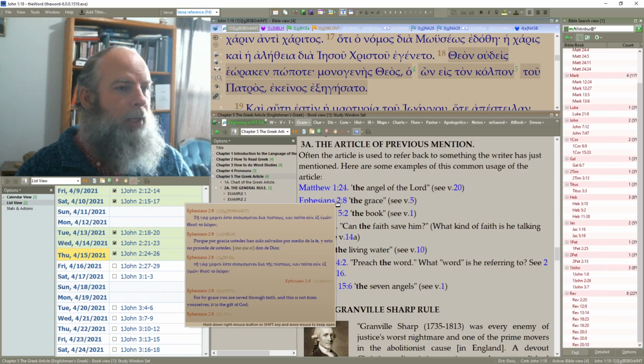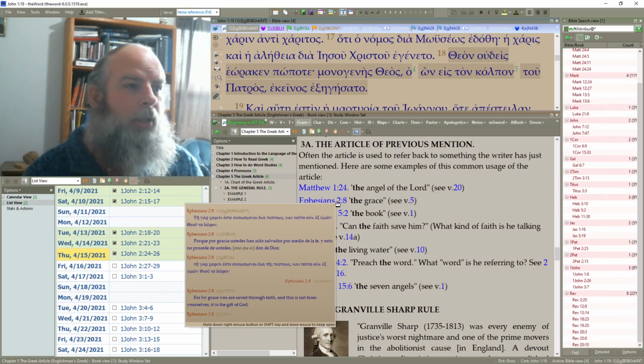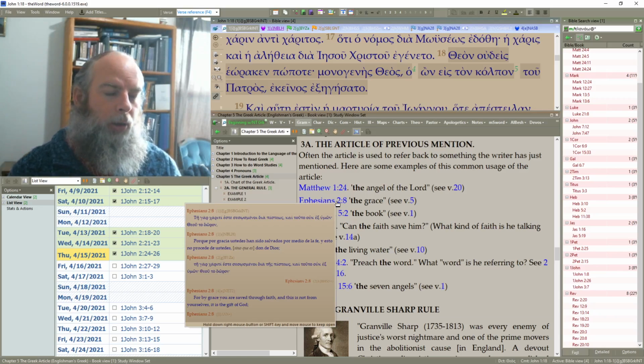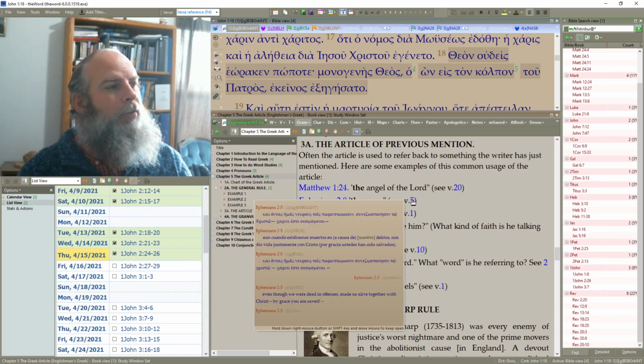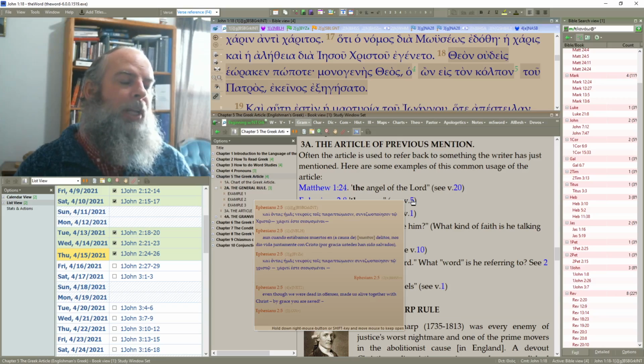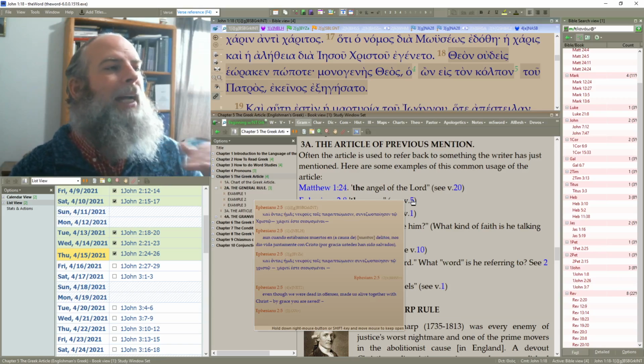So it says "the grace," and this connects back. Let's look in here: "For by grace you are being saved," and that connects back to verse 5. And then verse 5 we have here, "even though we were dead in offenses, made us alive with Christ, by grace are you saved." So it points back to that.